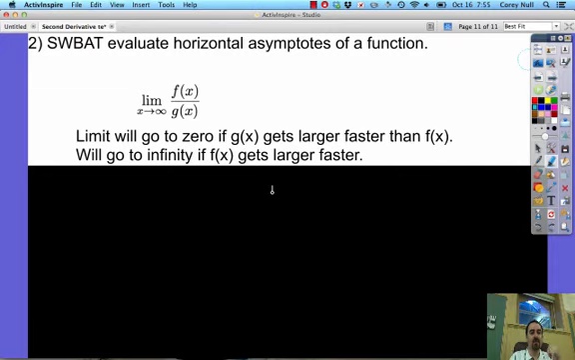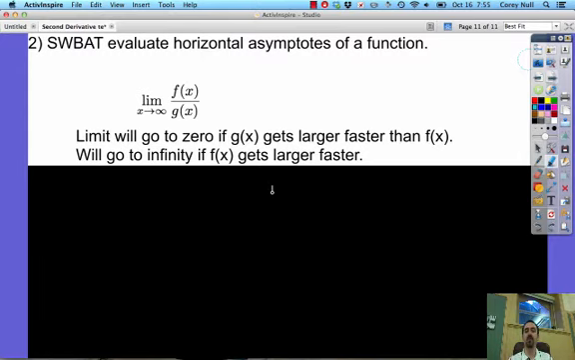basically the concept is this. The limit will go to 0 if g of x gets larger faster than f of x, and will go to infinity if f of x gets larger faster than g of x. Okay? If the numerator is climbing at a higher rate than the denominator, it's going to go to infinity, and if the numerator is climbing at a lower rate than g of x, then the limit is going to go to 0. Now, here's the thing, right?